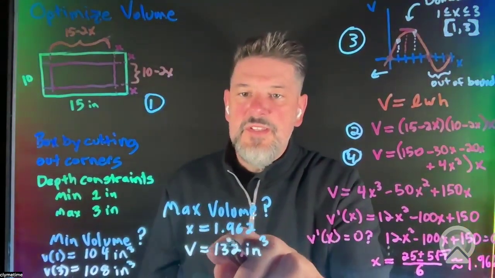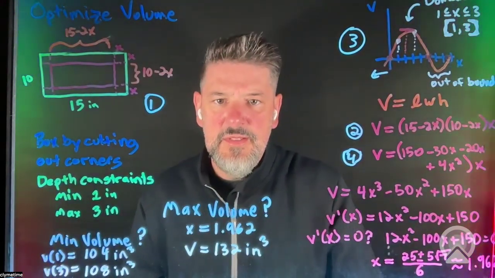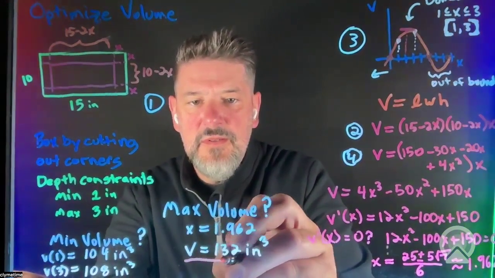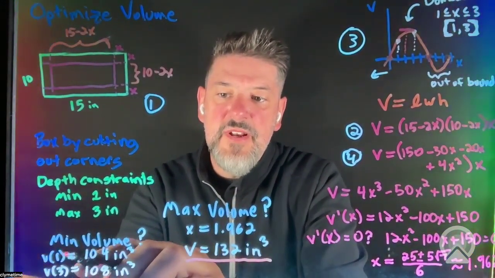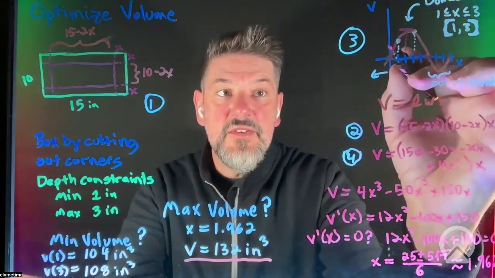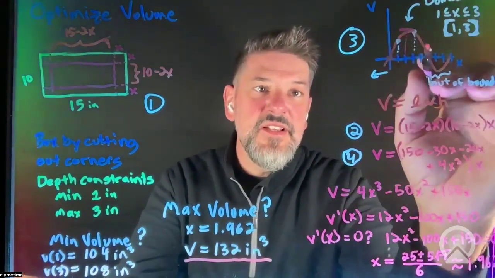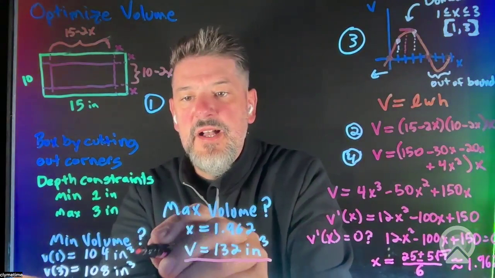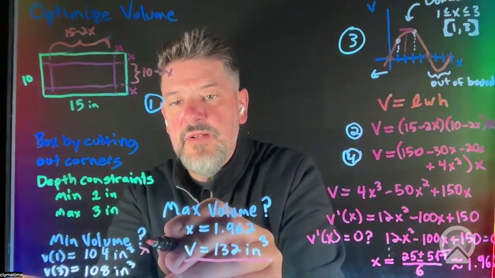Okay, so you can see that the max volume is 132 inches cubed. And you can see at our minimum value for x, we have 104. At the maximum value of 3, we have 108. So it kind of makes sense. It goes from 104 to 132, back down to 108. My sketch isn't totally to scale here, but that means your minimum right here is 104.